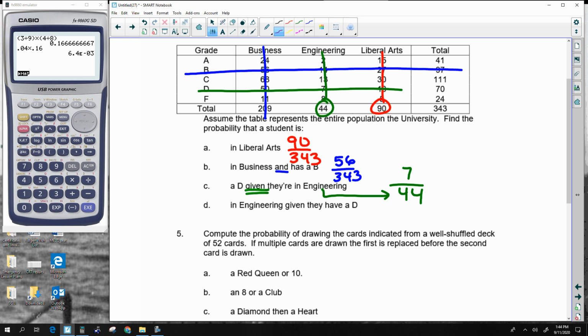Last but not least, we have another given. So the second piece is a D, which is 70. And the intersection with engineering is the numerator, and that's at 7.